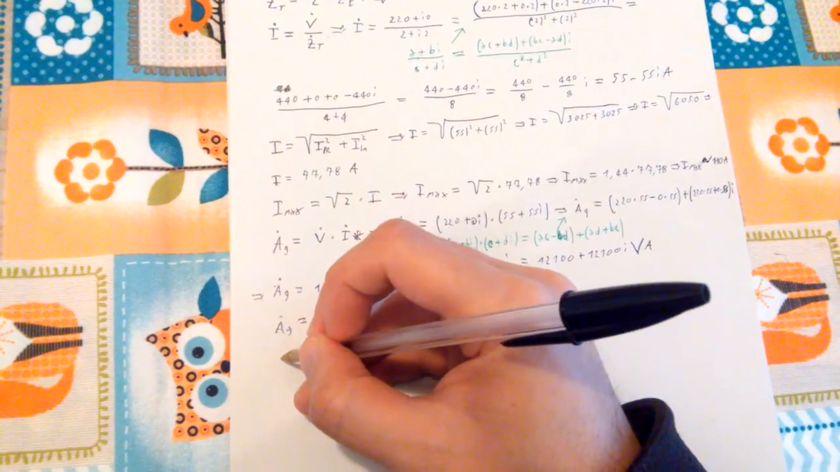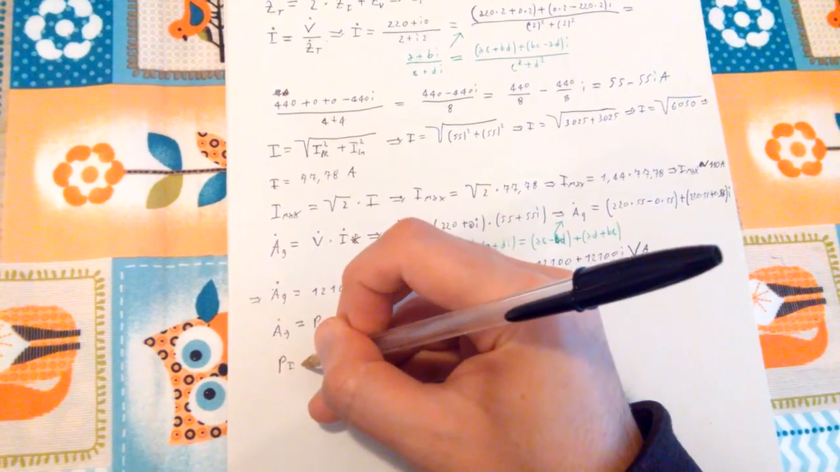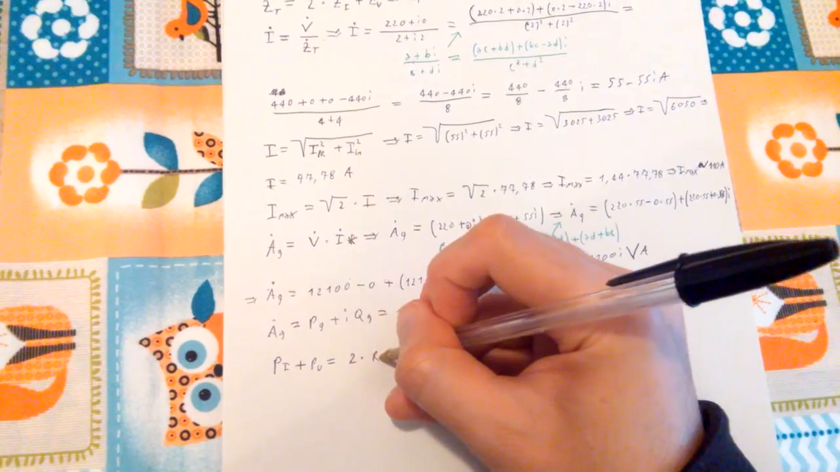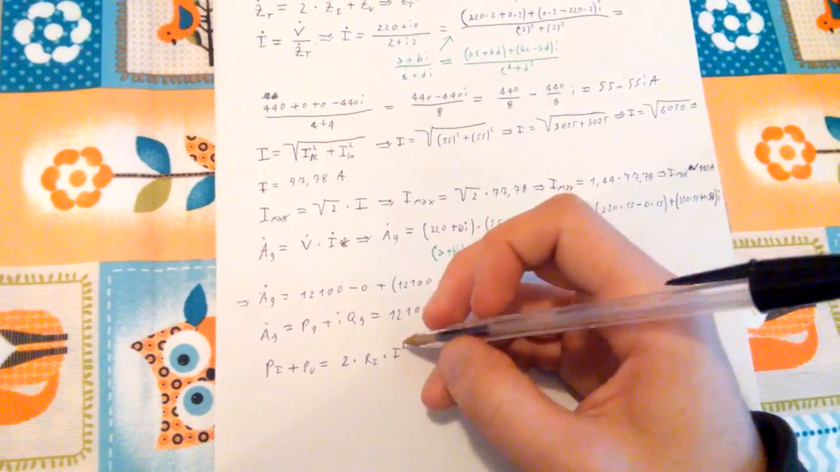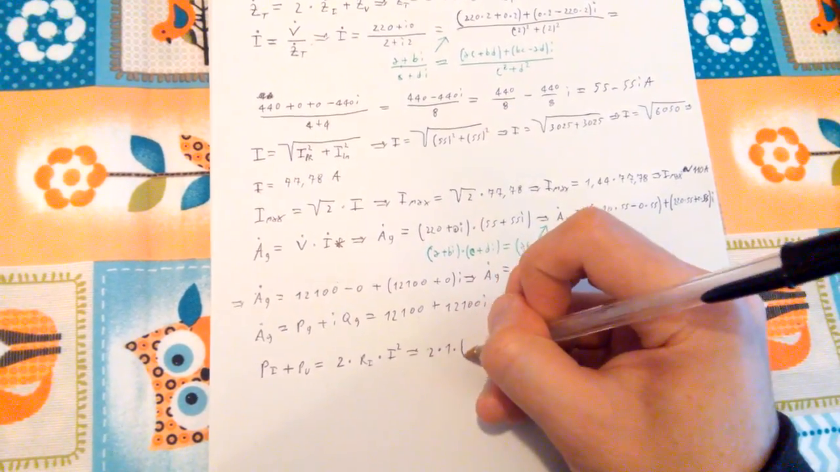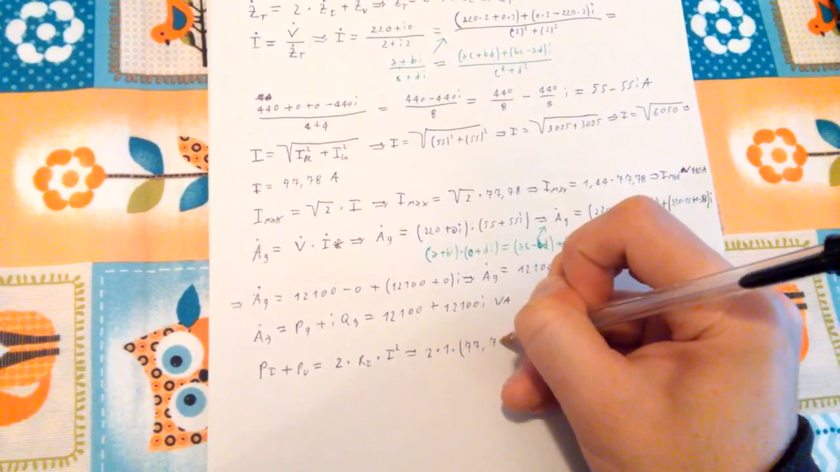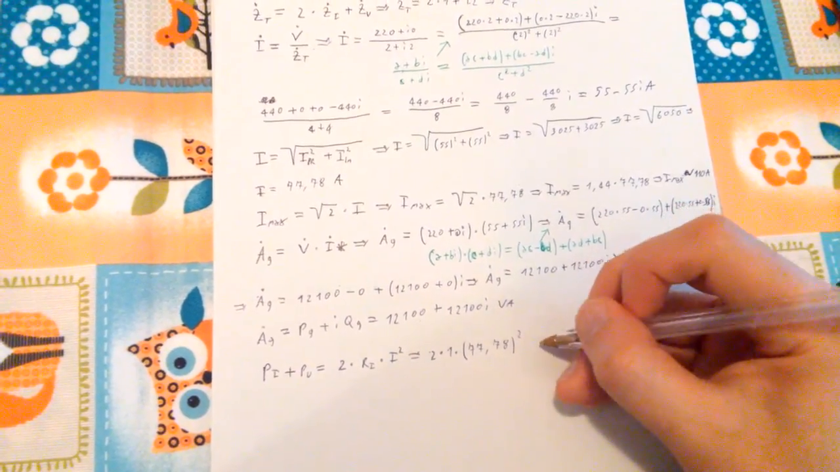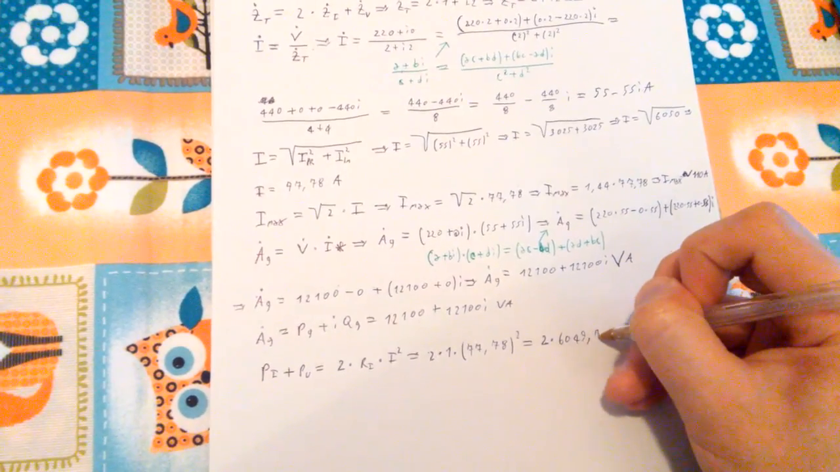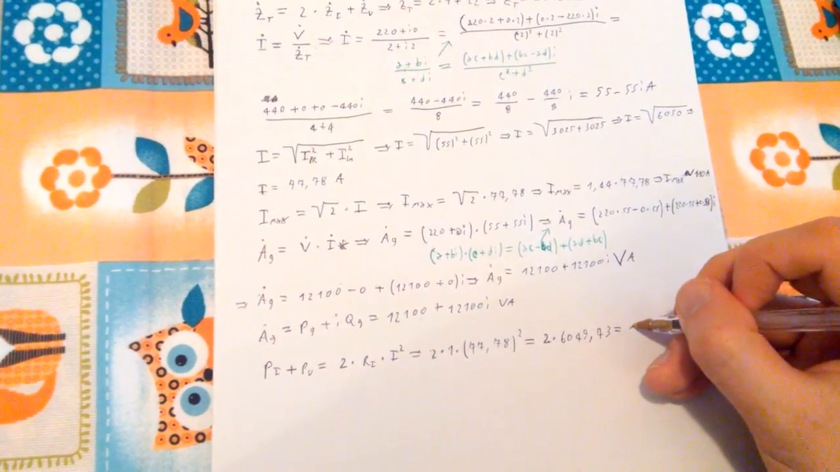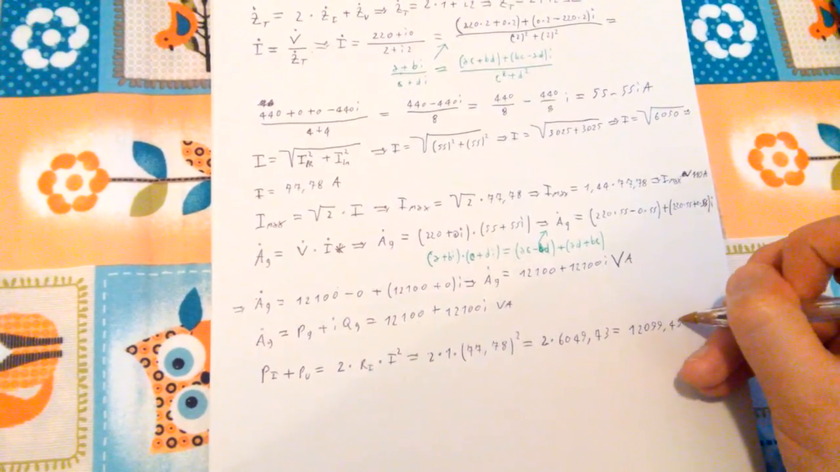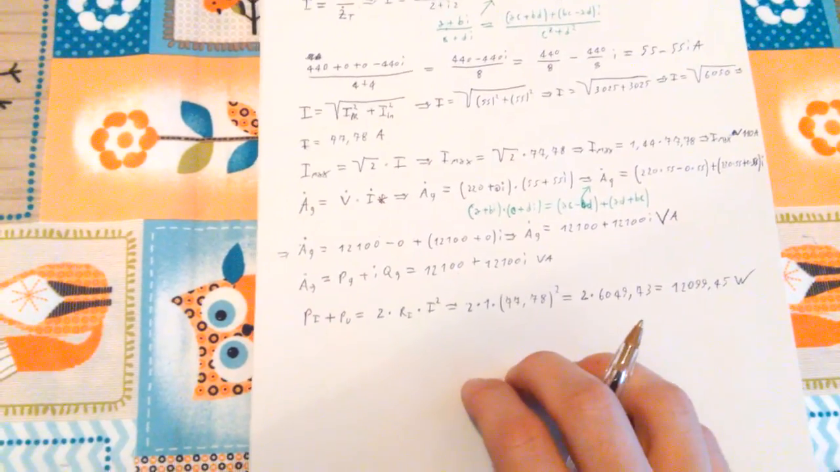So Pi plus Pu, we know, is 2 times Ri times I squared. So this will be 2 times 1 times 77.78 squared. So 2 times 6049.73, which is going to give me 12,099.45 watts as power.